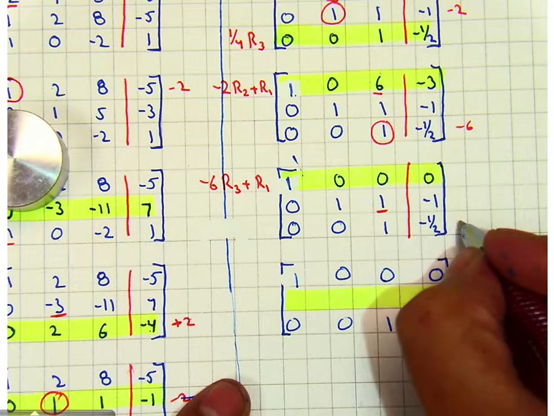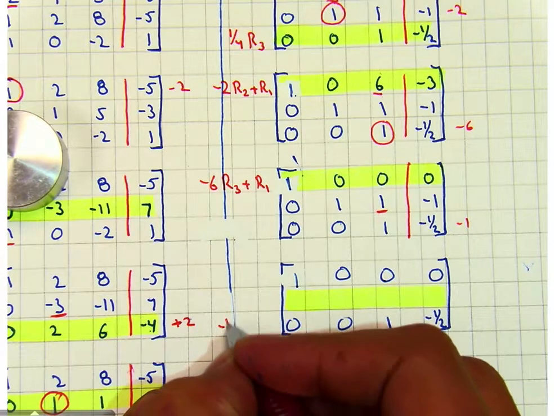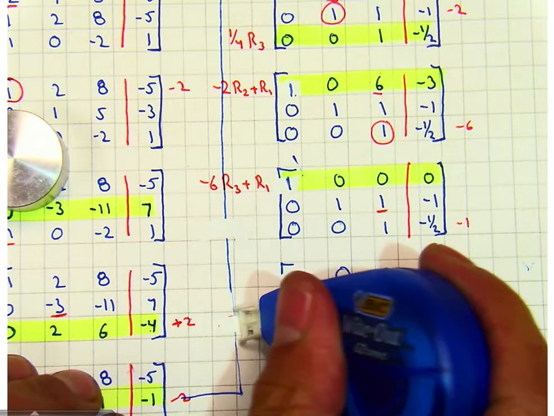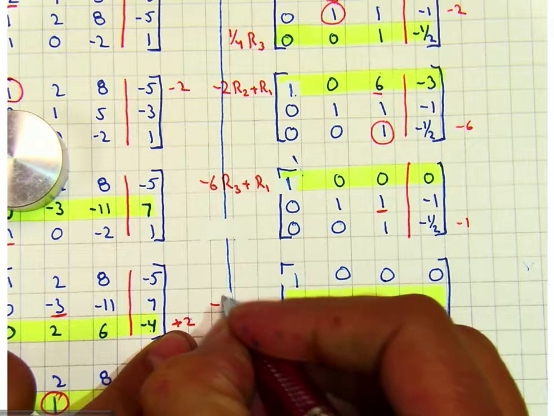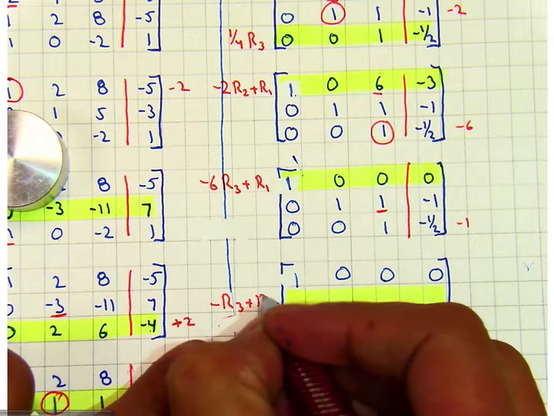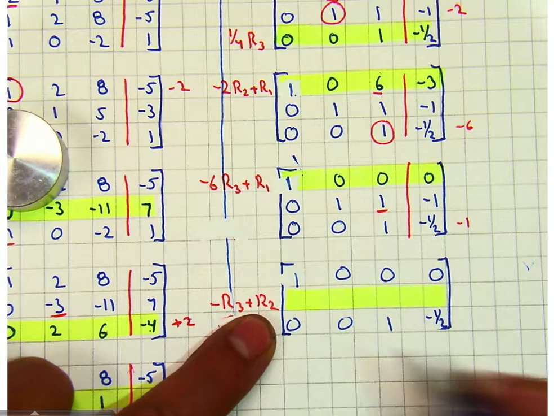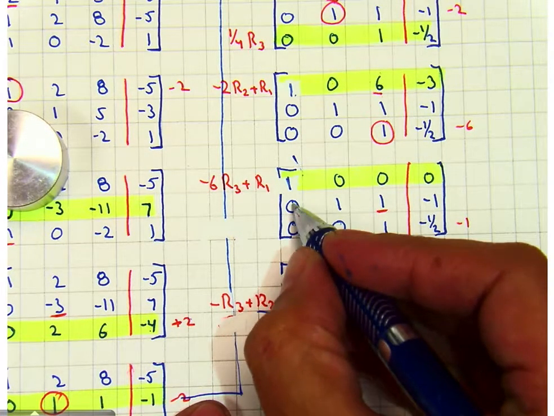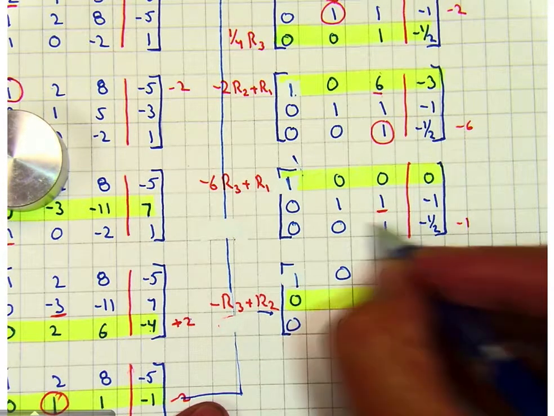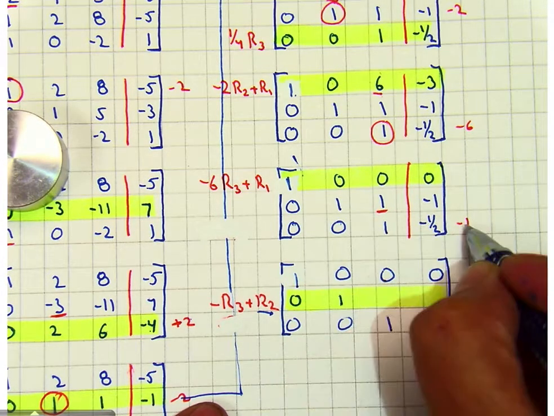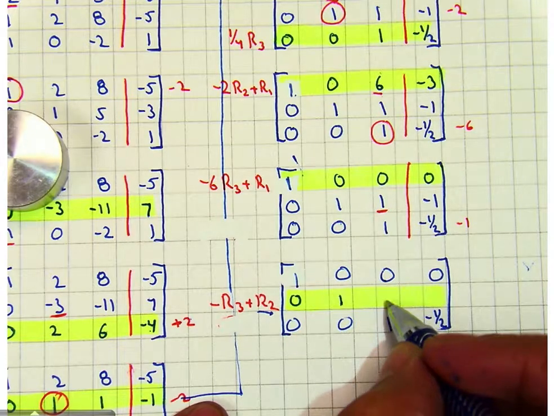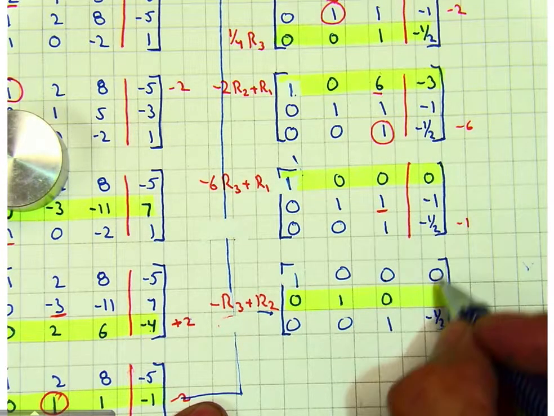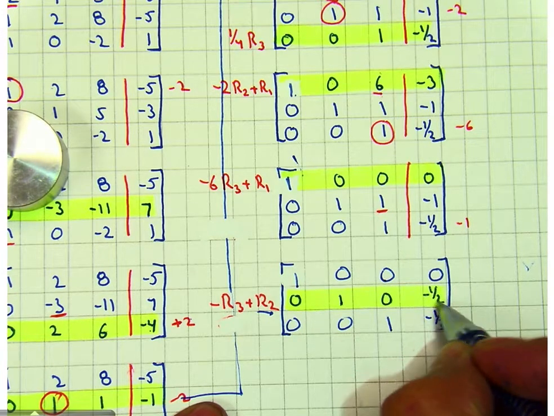By -1. So it will be -R3 plus R2. Remember, this has to match. -1 times 0 is 0, plus 0 is 0, 1, 0. Positive 1/2 plus -1 is -1/2.